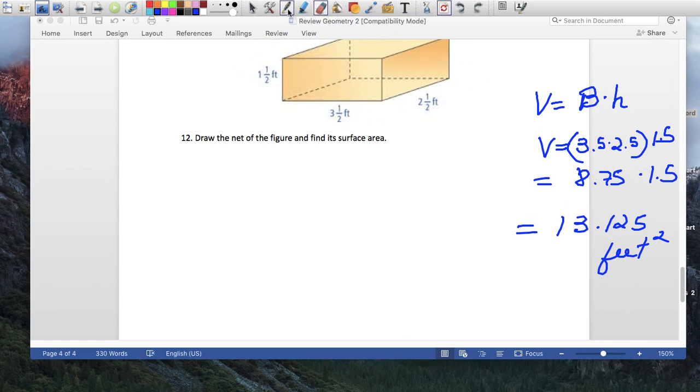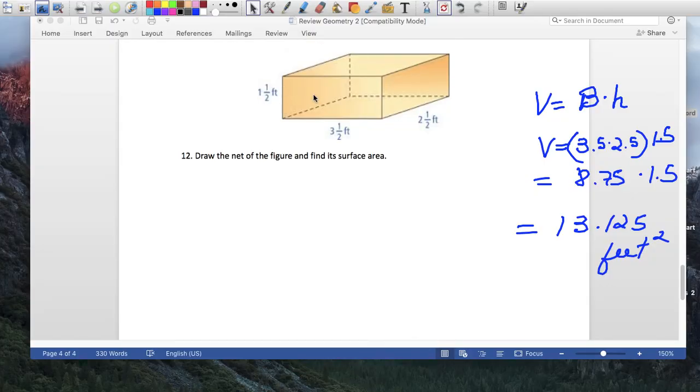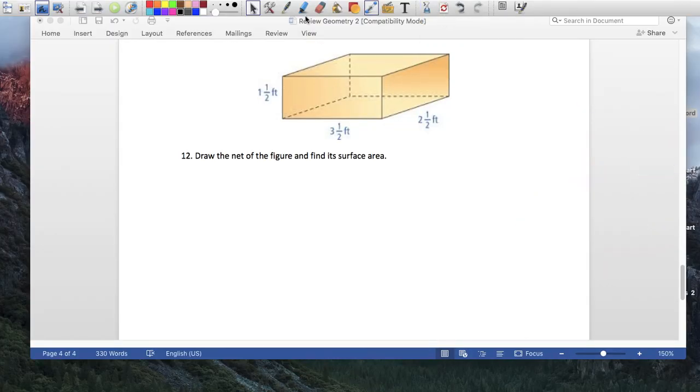Now, the other part they're asking us to find is the surface area. So let's see if I can drag this down. To find the surface area, we're going to find the sum of all the faces. It's up to you which one you want to start with. So I'm going to start with this right here.